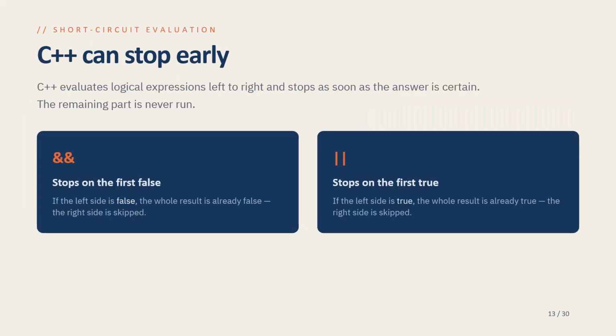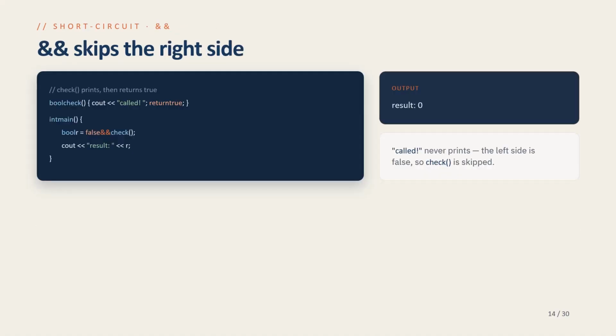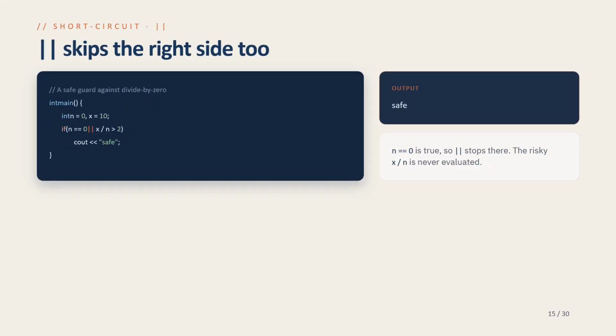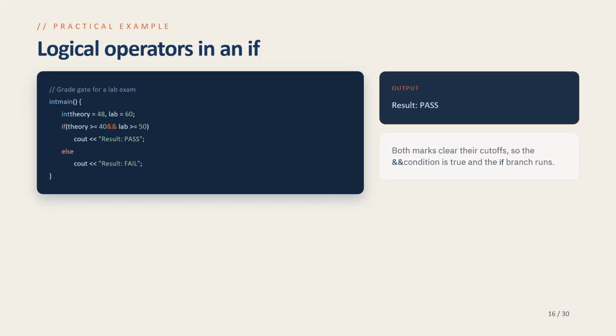Next is about short circuit evaluation. C++ uses short circuit evaluation to improve efficiency. It stops evaluating an expression as soon as the final result is known. This is short circuit and. For the AND operator, if the first condition is false, the remaining conditions are not evaluated because the overall result is already false. For OR, if the first condition is true, C++ does not evaluate the remaining conditions.